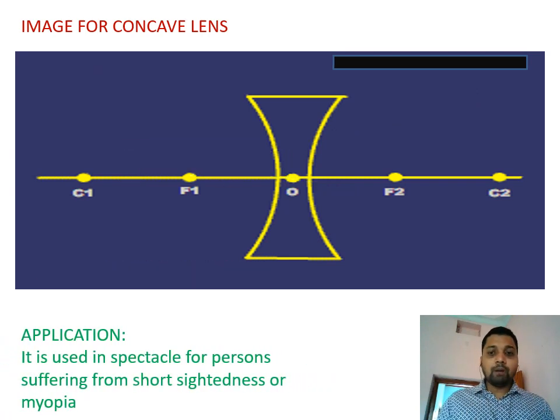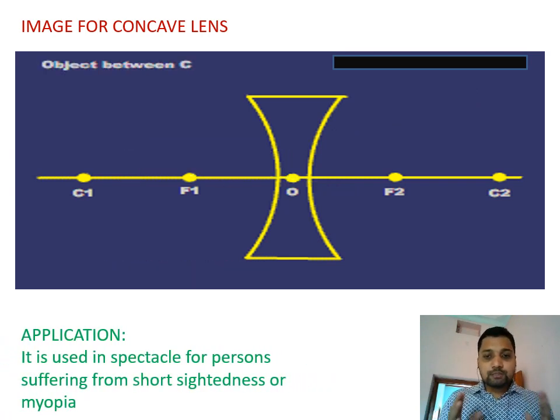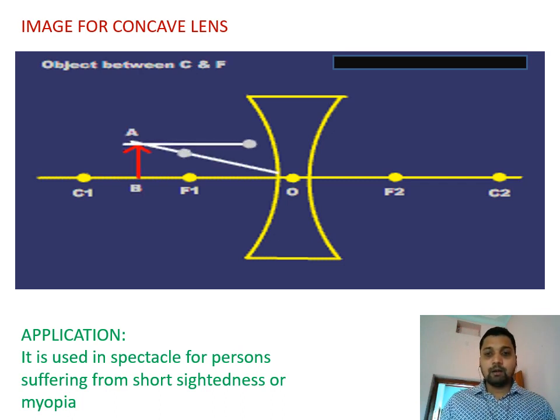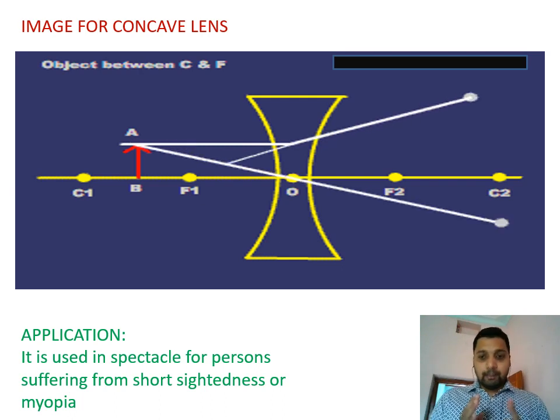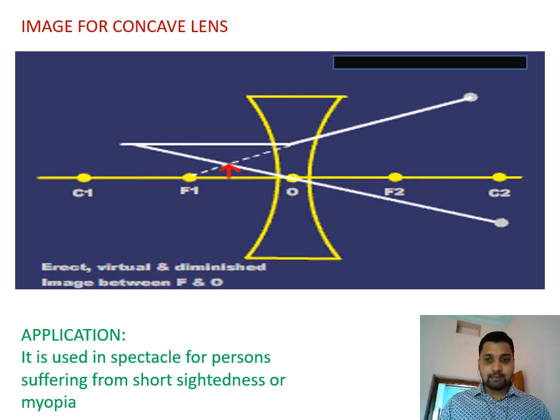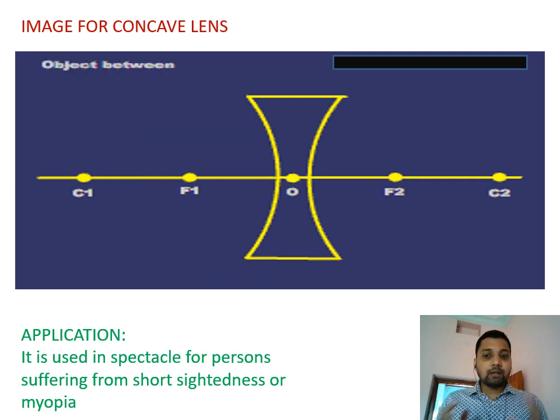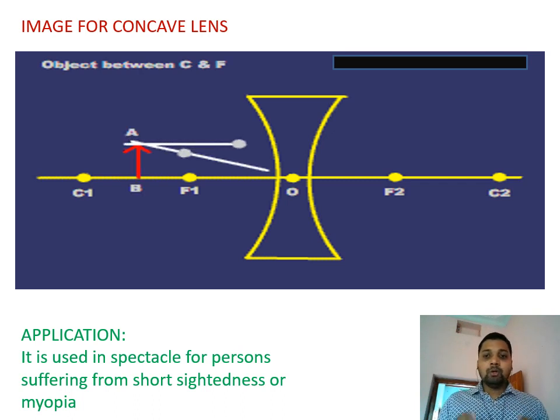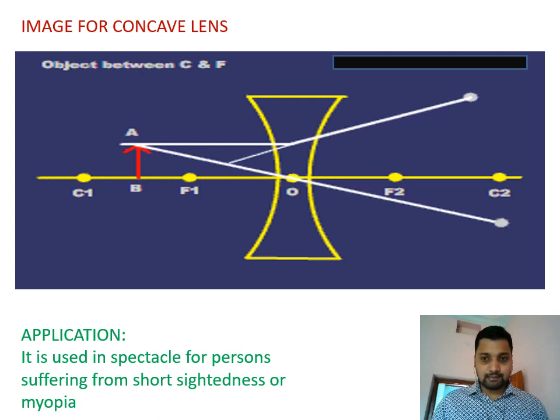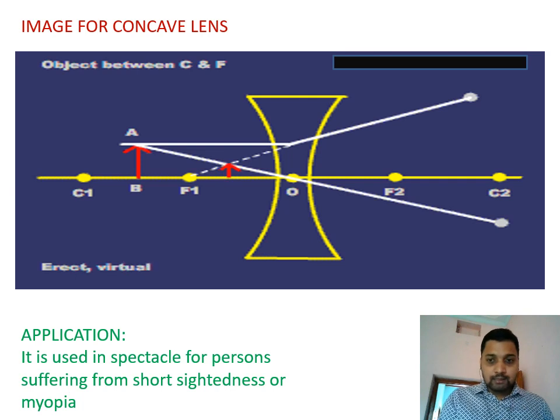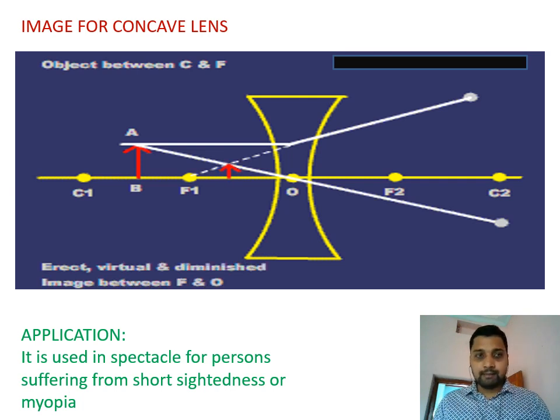An application of this lens is that a concave lens is used in spectacles for a person suffering from short-sightedness or myopia, which means a person who has a problem seeing far objects uses a concave lens. But a convex lens, because a converging lens is used in a magnifying glass, is used by persons who have a problem seeing near objects. So this one is a convex lens, one is a concave lens.